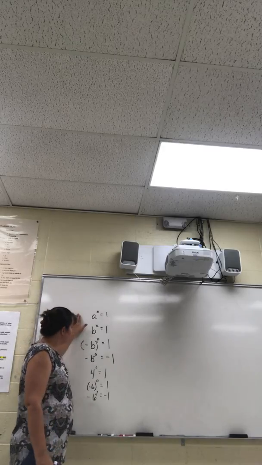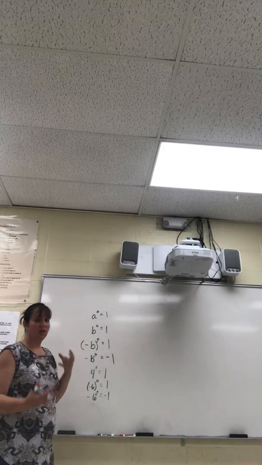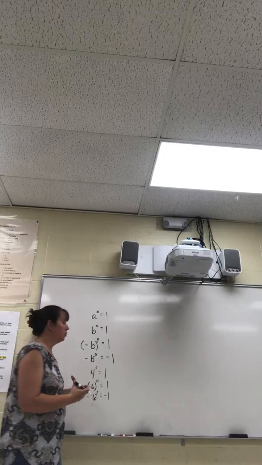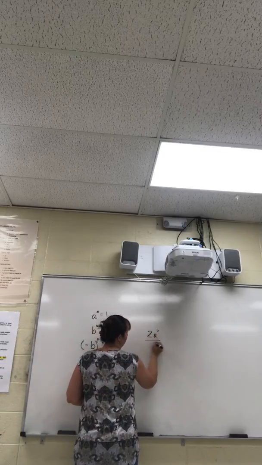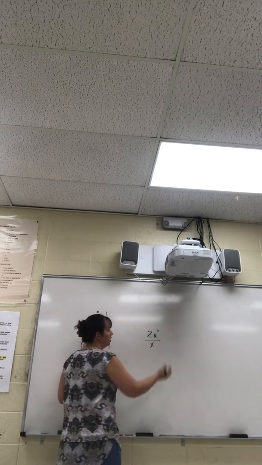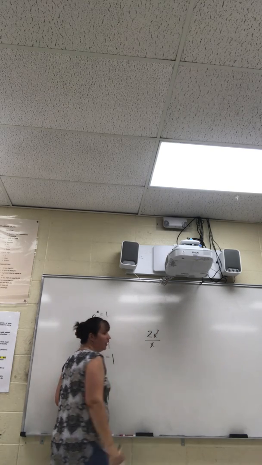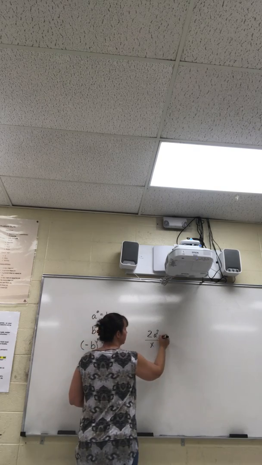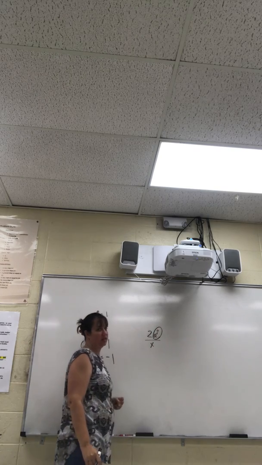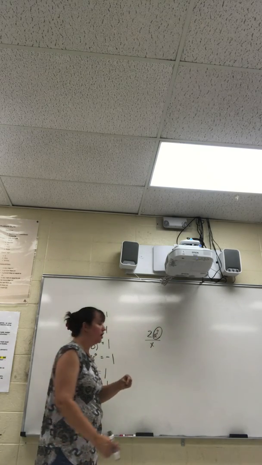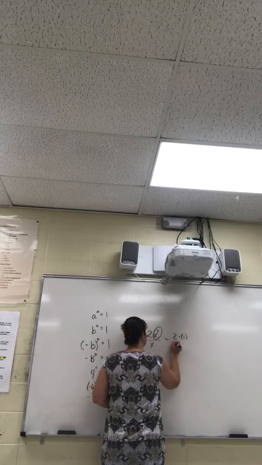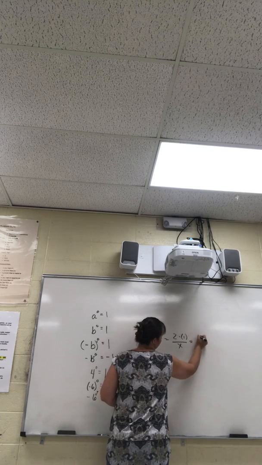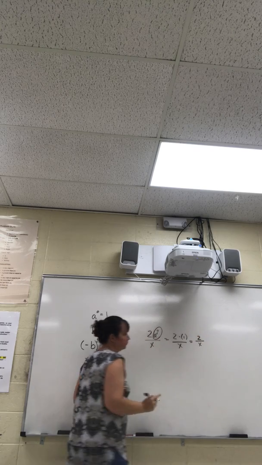Now, this can be used in fractions. It can be used in any form, such as if I have 2a to the zero power over x, the 0 is only touching the a. Therefore, this piece is the only piece that turns to 1. So that gives me 2 times 1 over x. So my final result is 2 over x.